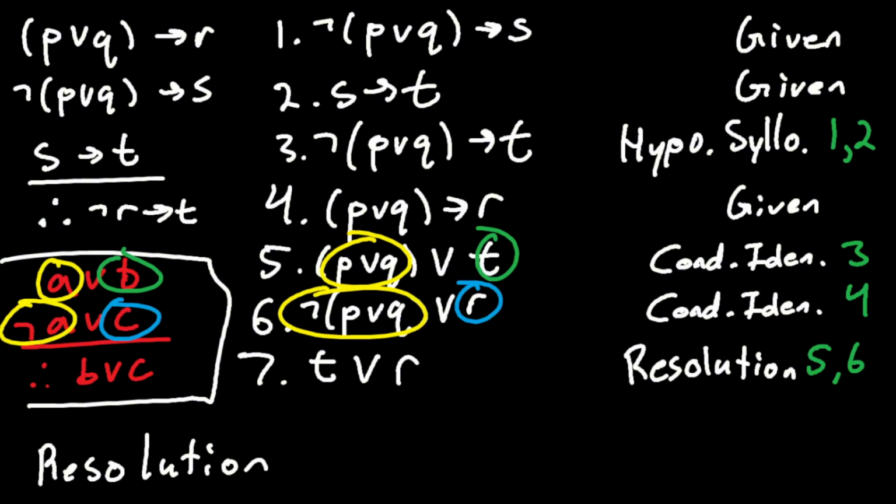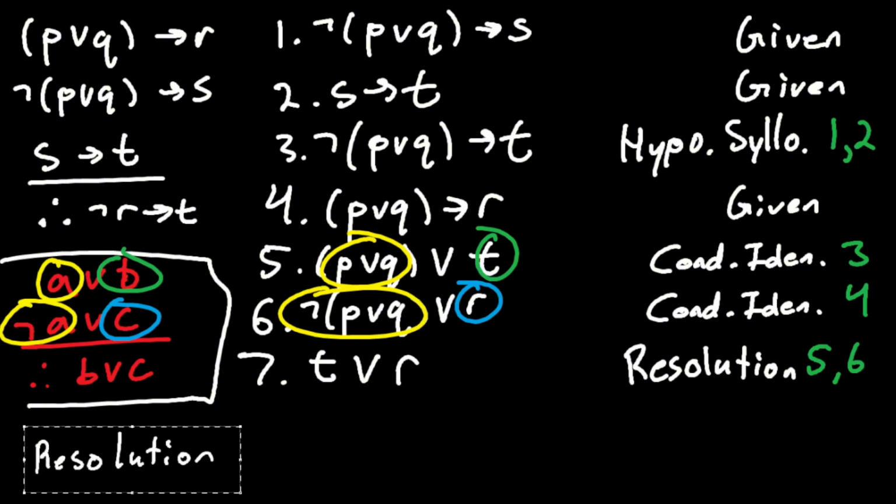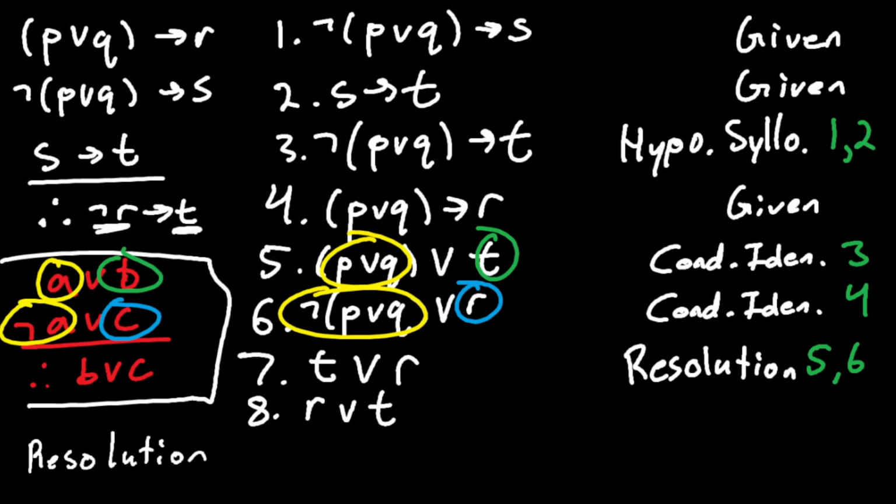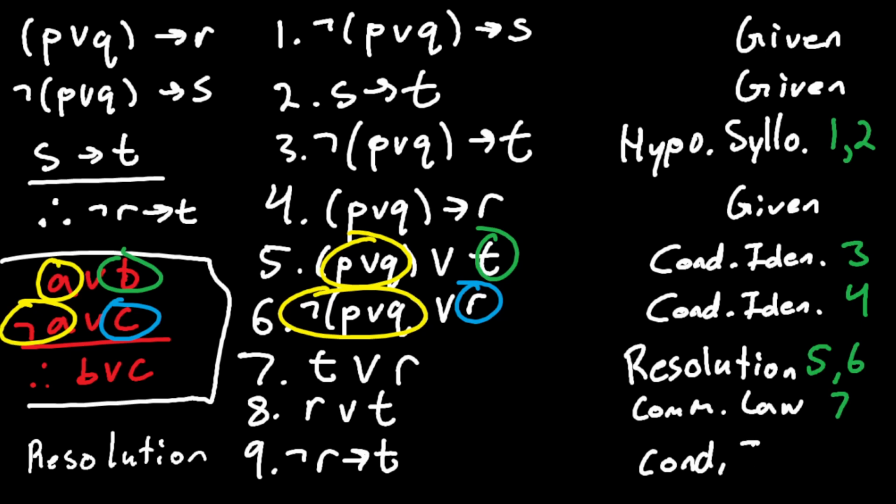Now here's the thing. Remember, the OR operator is just another way to write down the conditional. So we can flip around R and T, because R is on the left here and T is on the right. We want R to be on the left and T to be on the right. So let's use the commutative law on line 7. And finally, we can use the conditional identity to get not R dash T, conditional identity on number 8. And there it is. There is the proof in its full form.